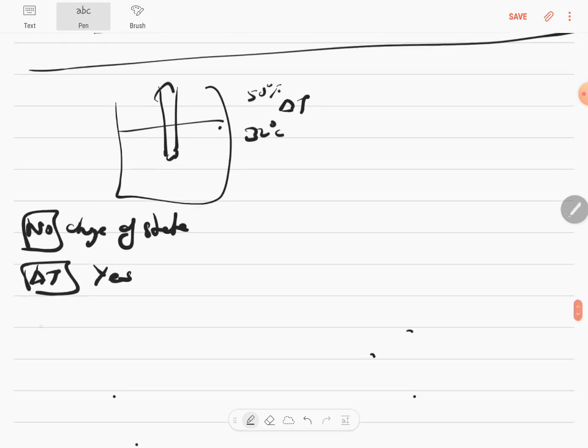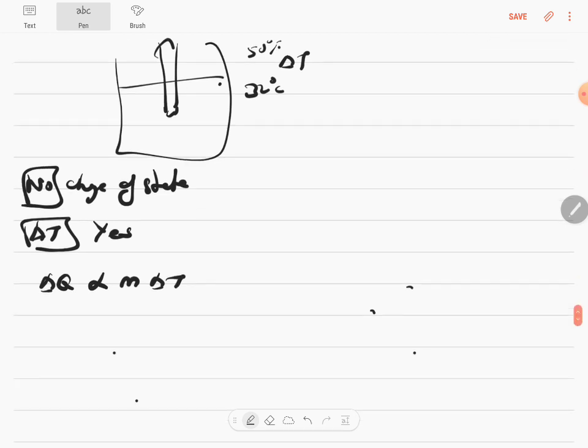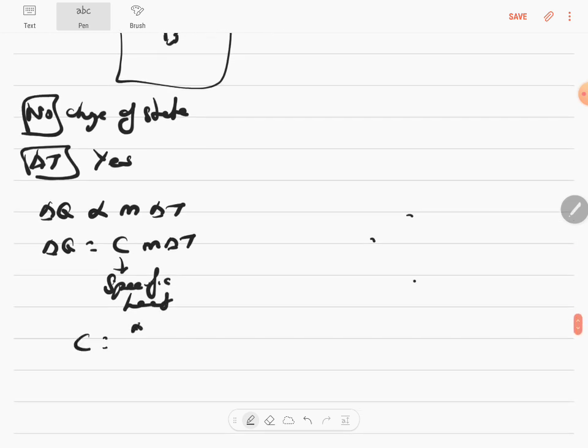The heat supplied is always proportional to the mass of the substance times the change in temperature that you require. That much heat you should supply. Two liters of water means more heat, 5 liters of water, more heat. Similarly, your mother wants 50 or 60 degrees depending on it. So M into delta T. So delta Q is equal to C into M into delta T, where C is a constant known as specific heat. Therefore, C is equal to delta Q by M into delta T.